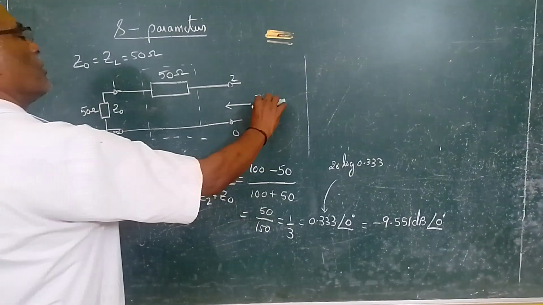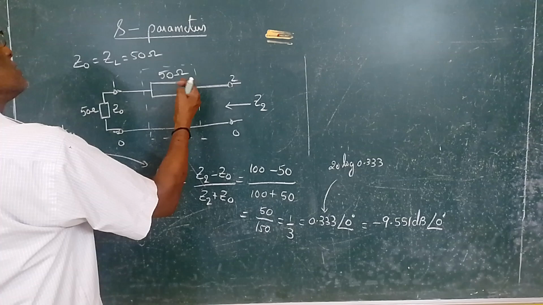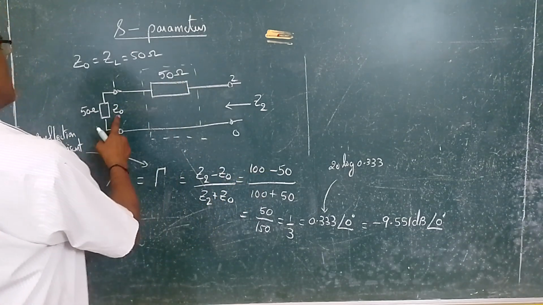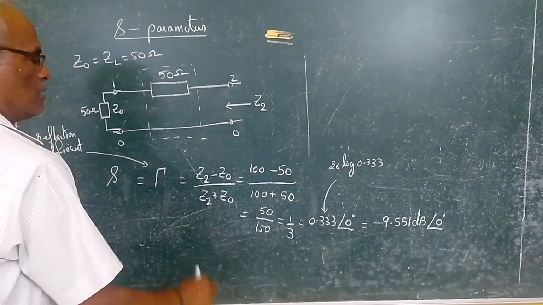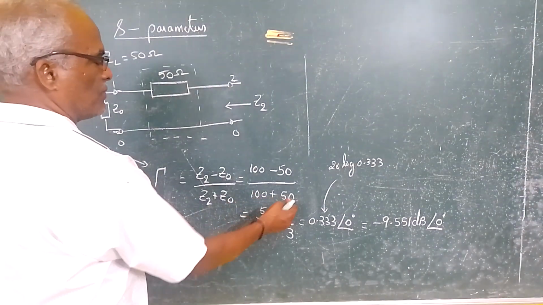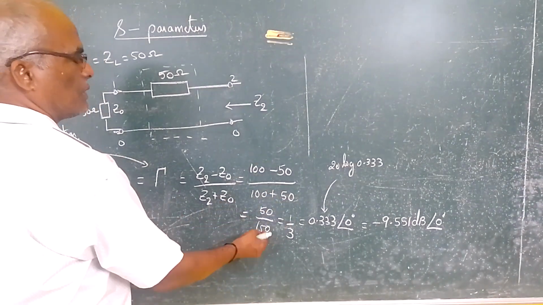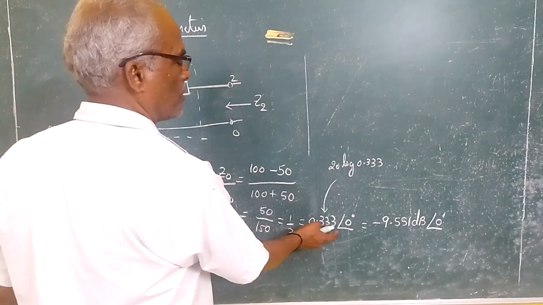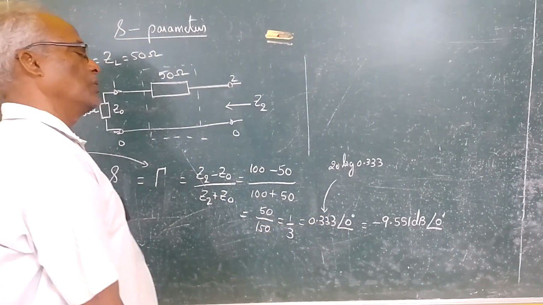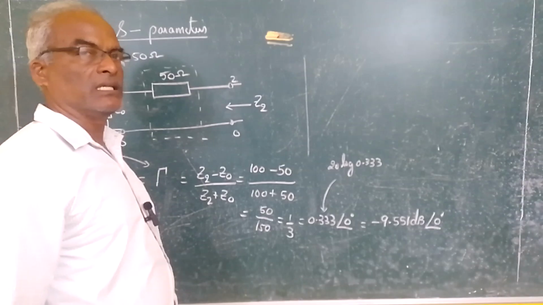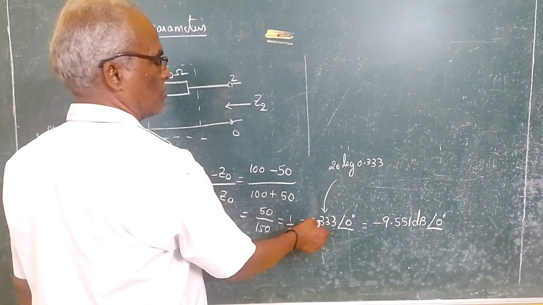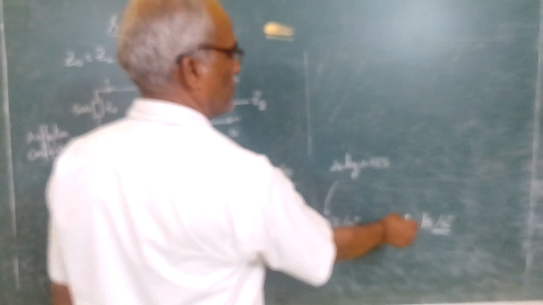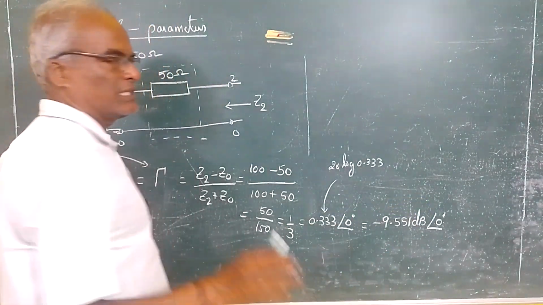So we are viewing from this point. So Z2 is 50 plus 50, which is 100, minus Z0. Z0 is 50. Z2 plus Z0, 100 plus 50. So this will give you 50 by 150, which is 1 by 3, which is equal to 0.333 angle 0. If you want the answer in decibels, take 20 log 0.333. You will get minus 9.551 dB angle 0. You will get the same answer.